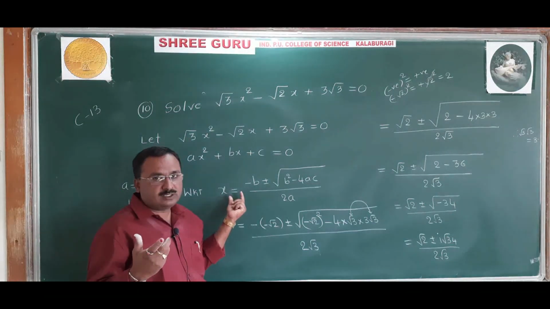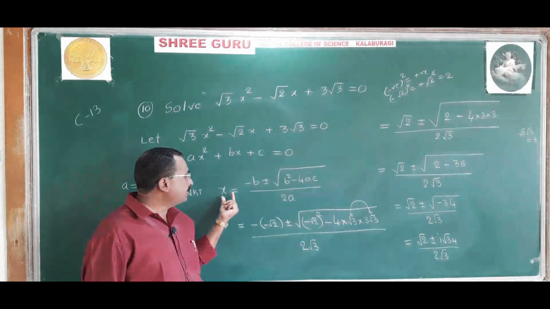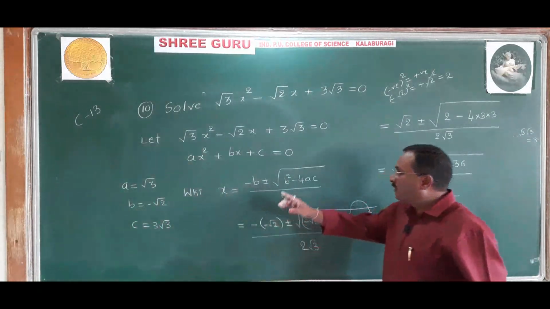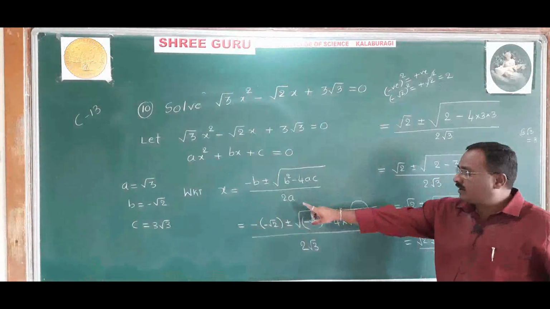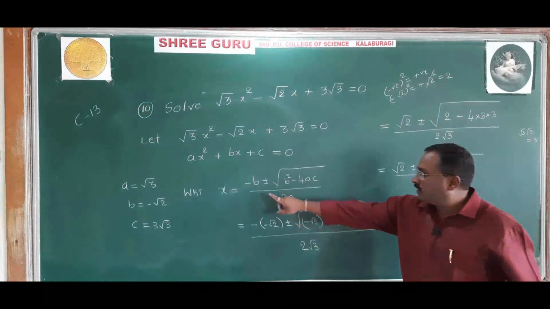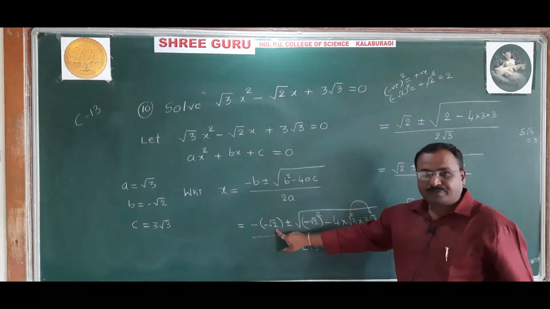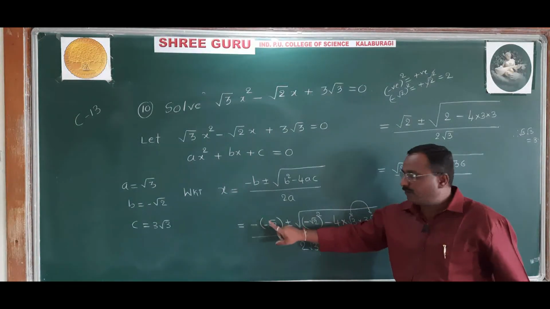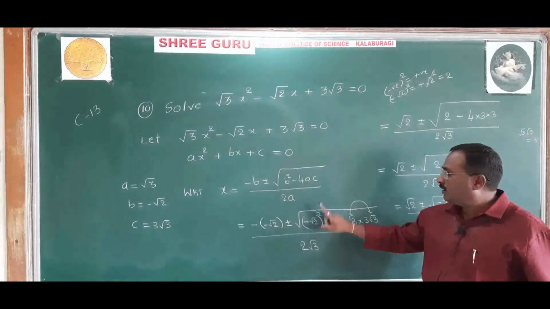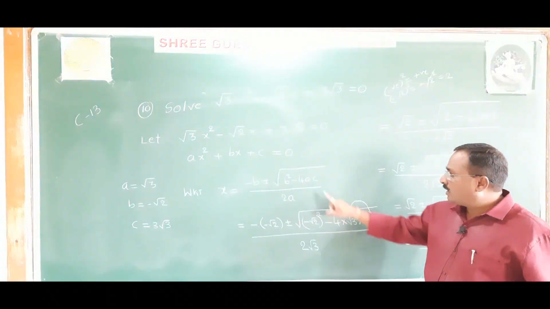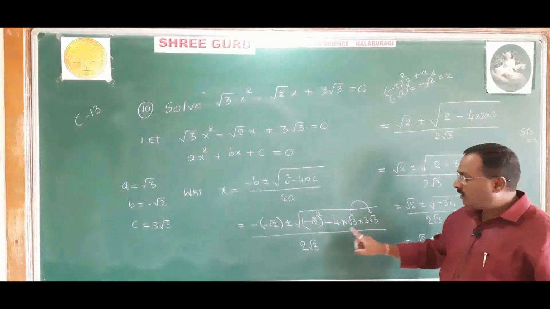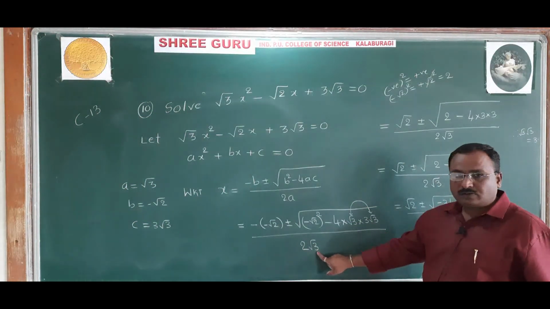Finding the value of x, two values, by using the formula: x is equal to minus b plus or minus square root of b square minus 4ac divided by 2a. Substitute a value, b value, c value. Here b is what? Minus root 2. Understood? Already minus is there. B square is minus root 2 whole square, minus as it is 4, a value root 3, c value 3 root 3, divided by 2 times a value root 3.